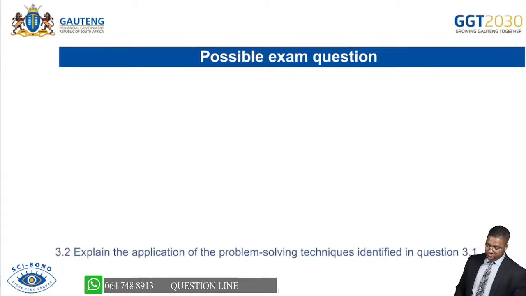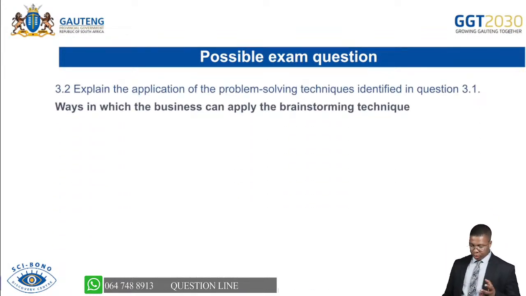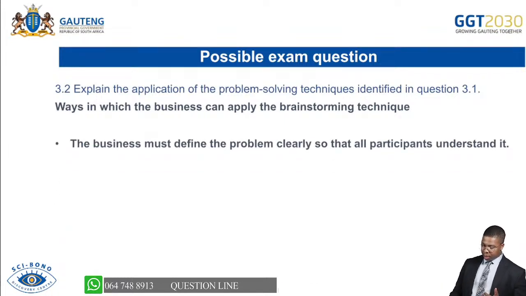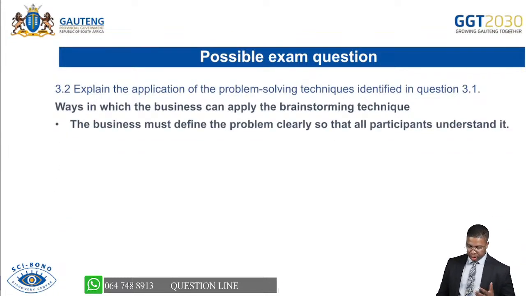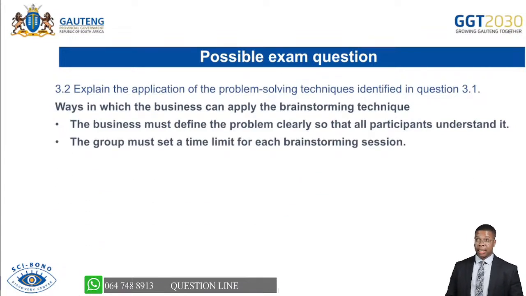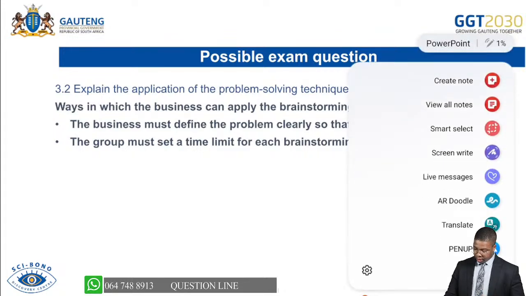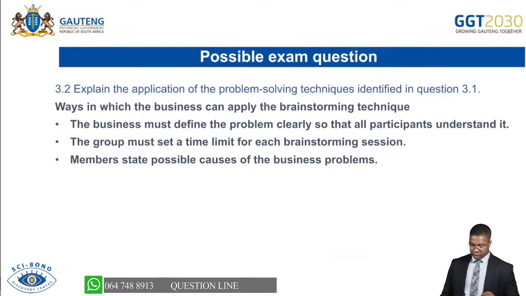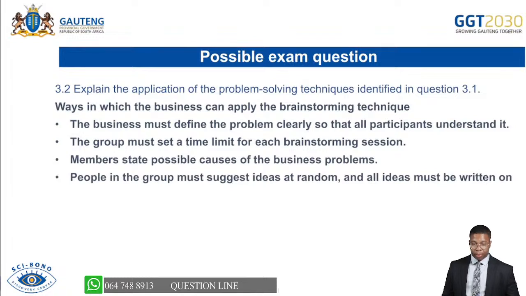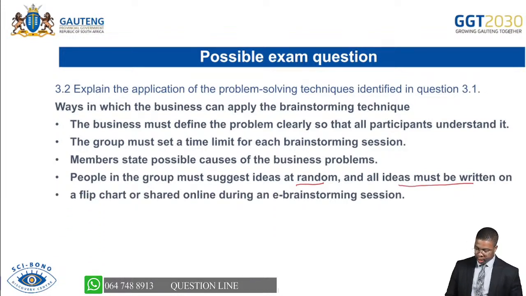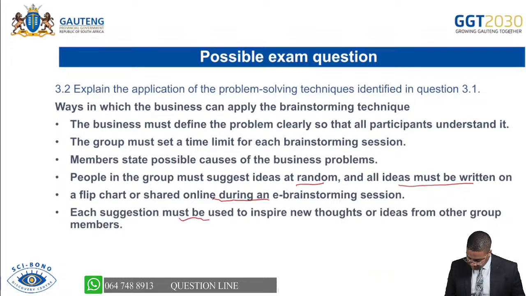Now let us look into another possible question that you can have: explain the application. How do you apply problem solving techniques such as brainstorming? The business must define the problem clearly so that all participants understand it. The group must set a time limit for each brainstorming session. Furthermore, members should state the causes of the problem, and also people in the group must suggest ideas randomly, and all ideas must be written on the flip chart or shared online during an e-brainstorming session. Then each suggestion must be used to inspire new thoughts or ideas from the group members.